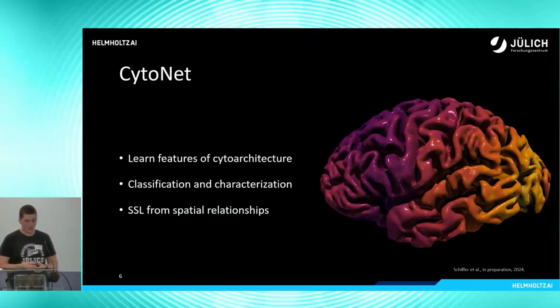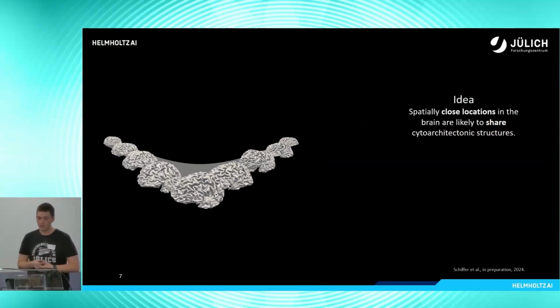And I want to briefly, before I show you the results of this method, briefly show you what the idea behind the learning paradigm is. So the key idea behind the method is that spatially close locations in the brain are likely to share cytoarchitectonic structures. Of course, you might immediately say this is not always true, for example, at cytoarchitectonic borders, but we will later see that our method is able to deal with the examples where this hypothesis is actually not true.